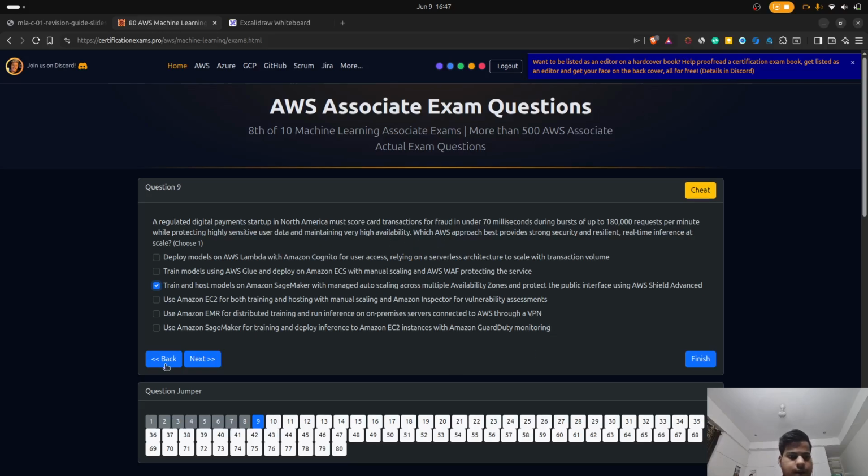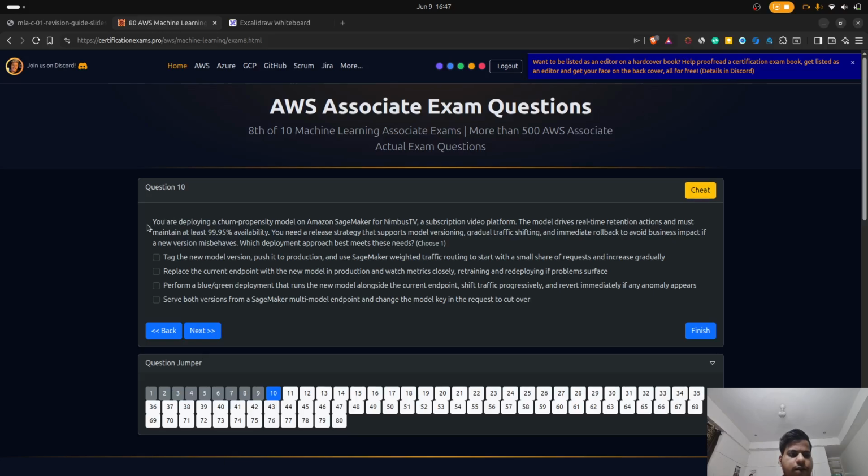Yes, okay. Next question is, you are deploying a churn propensity model on Amazon SageMaker with 99.95% availability. Which release strategy supports model versioning, gradual traffic shifting, and immediate rollback to avoid business impact if a new version misbehaves?